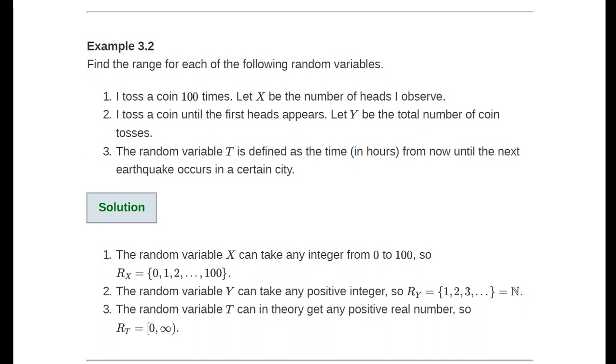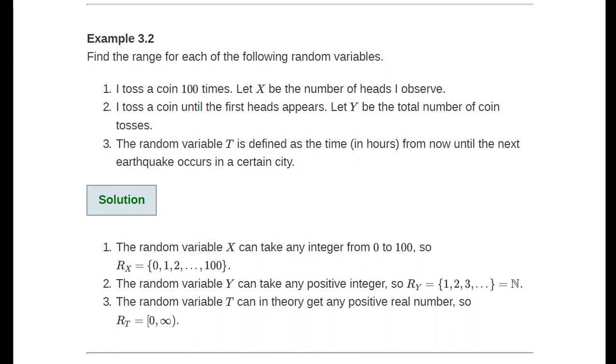Another example. Find the range for each of the following random variables. Number 1. If you toss a coin 100 times, let X be the number of heads you observe. Number 2. If you toss a coin until the first head appears, let Y be the total number of coin tosses. Number 3. The random variable T is defined as the time in hours from now until the next earthquake occurs in a certain city.